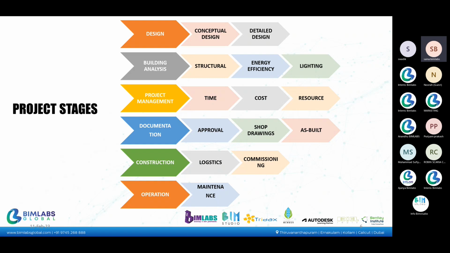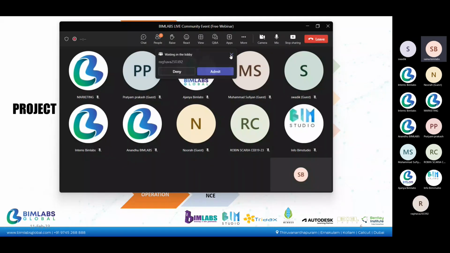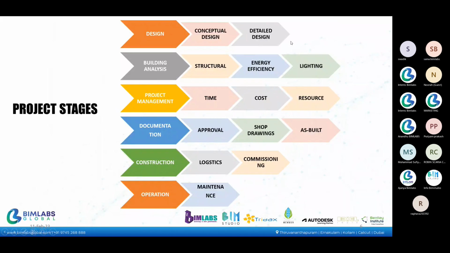Next is the detailed design. Detailed design means the integration of the detailed designs of different disciplines. In our construction stages, we have a total of 6 disciplines: architectural, structural, mechanical, electrical, plumbing, and coordination disciplines. These disciplines are integrated together to get detailed designs.